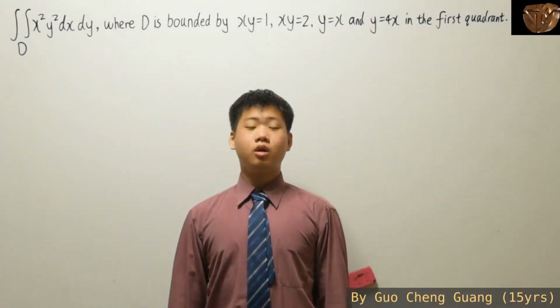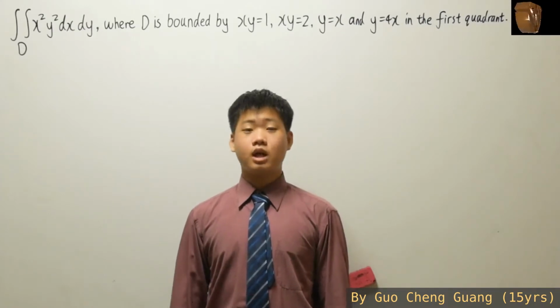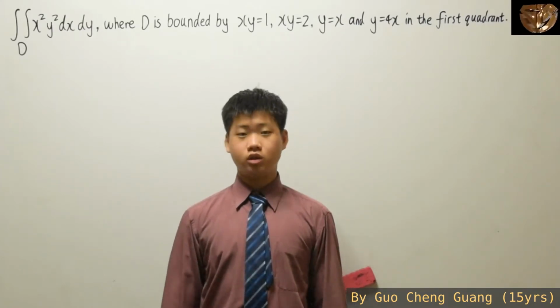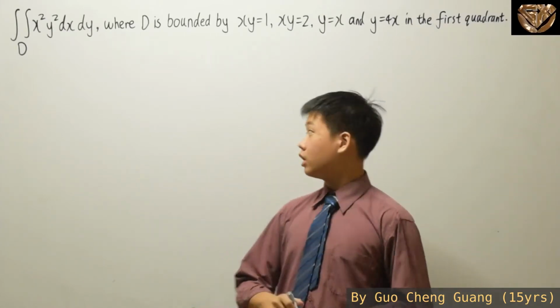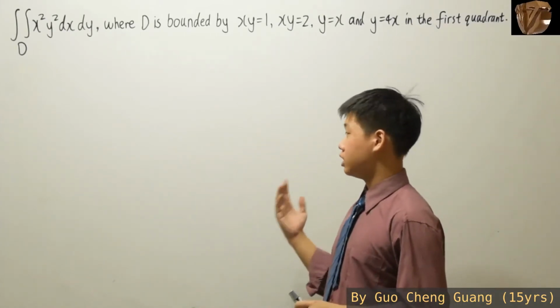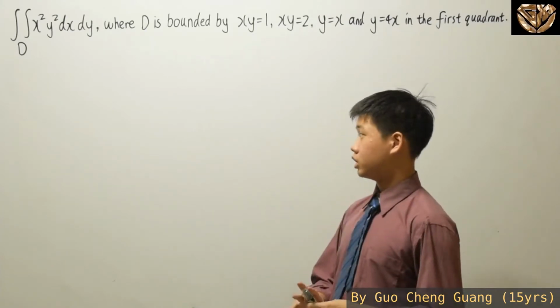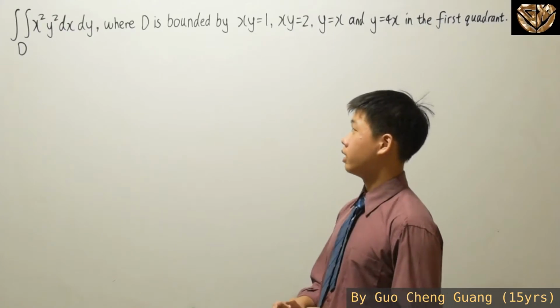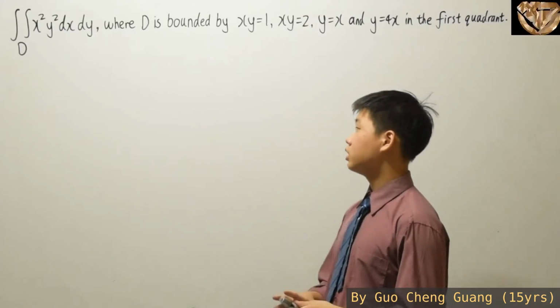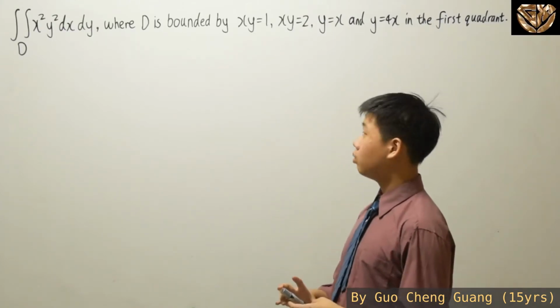In this lesson, we are taking a look at techniques and applications of definite integration. For this example, it is a type of double integration. So in this double integration, we have a boundary, D, and we have the integrand x squared y squared, and we're integrating with respect to x and y.